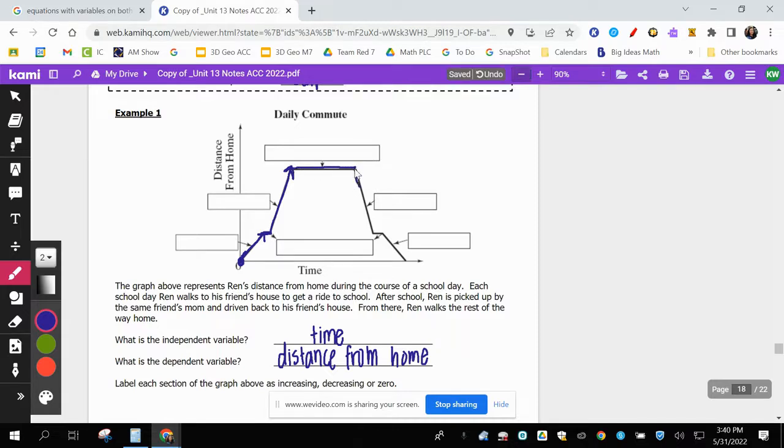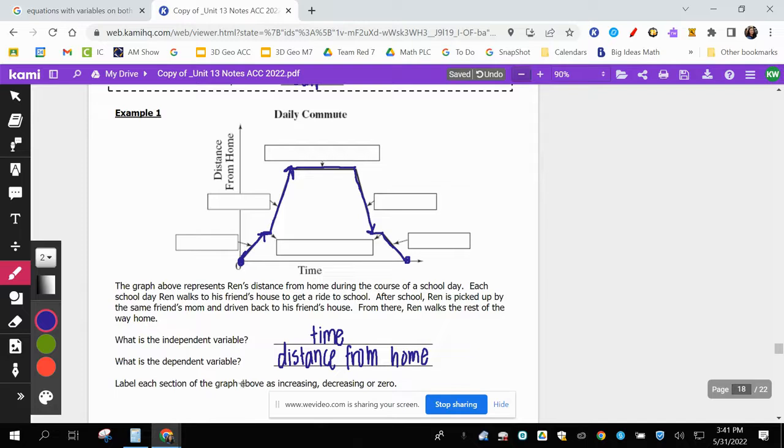Then this portion, his distance from home is decreasing, meaning he's getting closer to home, which is probably when his friend's mom drives them back to their friend's house. He looks like he's there for a little while, and then he walks the rest of the way until the distance from home is 0, meaning he's back at home.